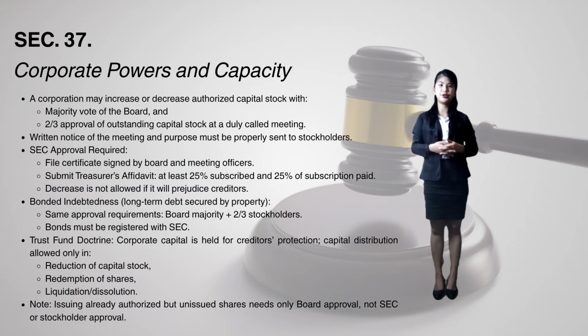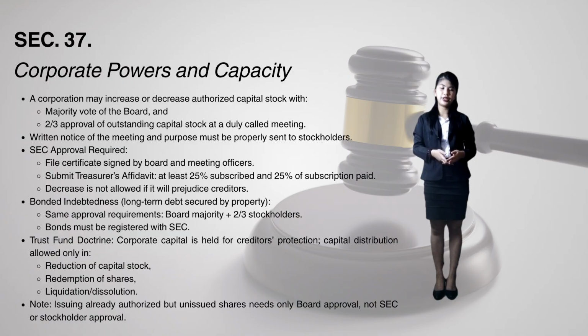Section 37 of the Corporation Code empowers a corporation to increase or decrease its capital stock and to incur or increase bonded indebtedness. Any change in capital stock requires a majority vote of the board of directors and ratification by at least two-thirds of the outstanding capital stock at a duly called stockholders meeting. Proper written notice must be sent to stockholders, and a certificate detailing compliance, subscriptions, payments, and bonded indebtedness must be filed with the SEC for the change to take effect. For bonded indebtedness, similar approval requirements apply, and the bond must be registered with the SEC.